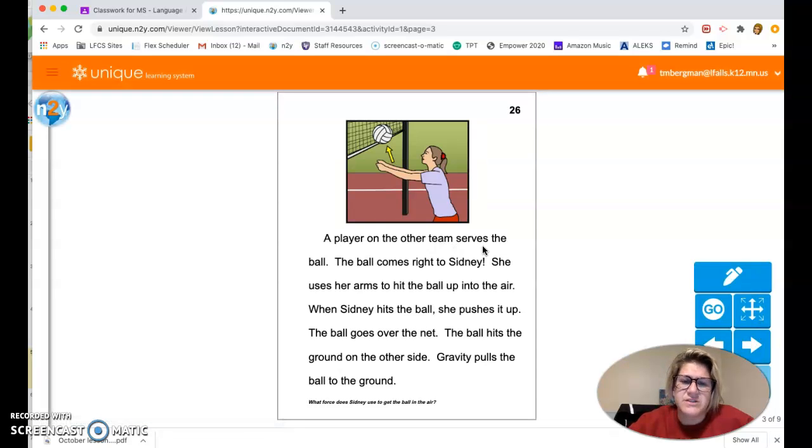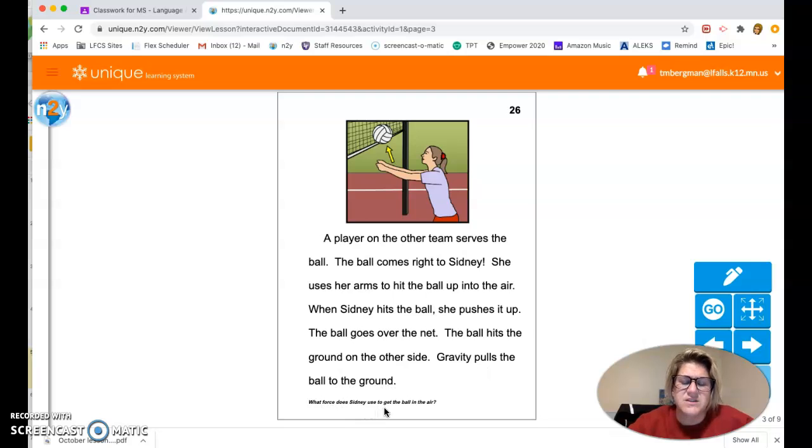A player on the other team serves the ball. The ball comes right to Sydney. She uses her arms to hit the ball up in the air. When Sydney hits the ball, she pushes it up. The ball goes over the net. The ball hits the ground on the other side. Gravity pulls the ball to the ground.